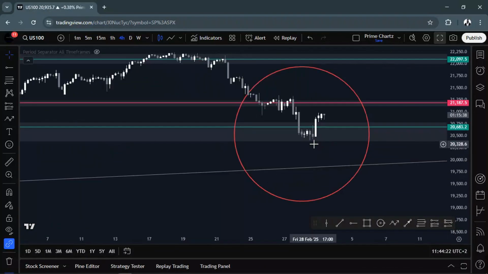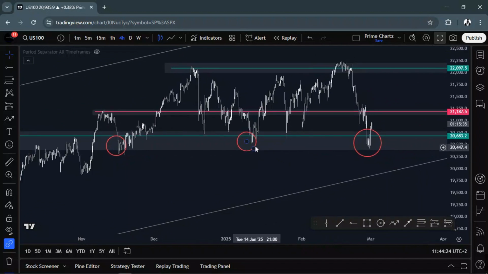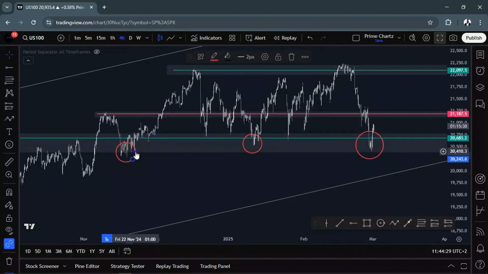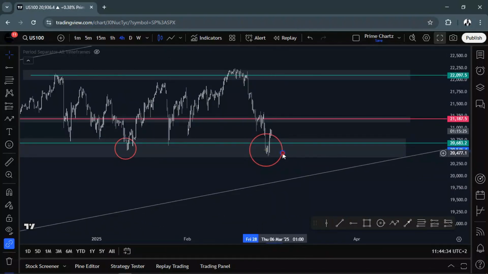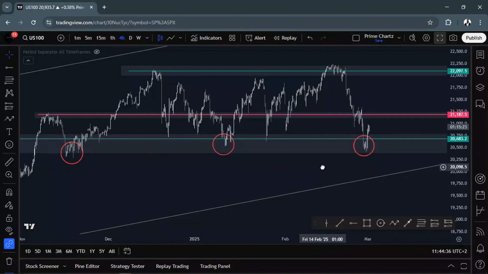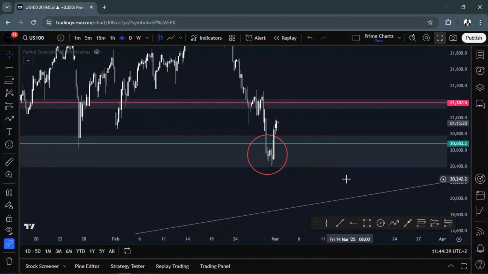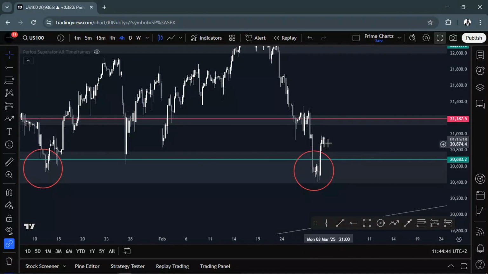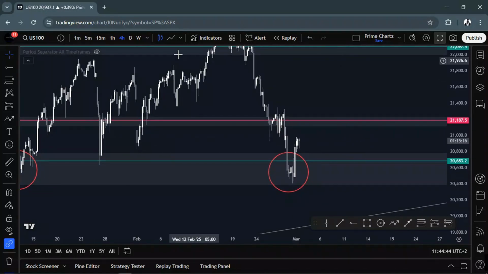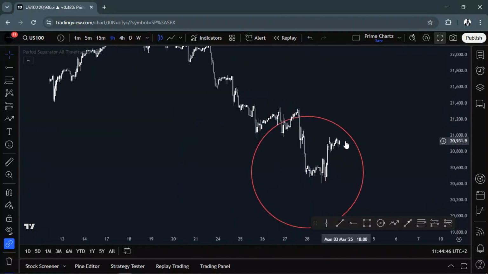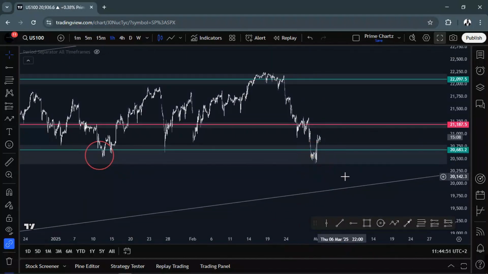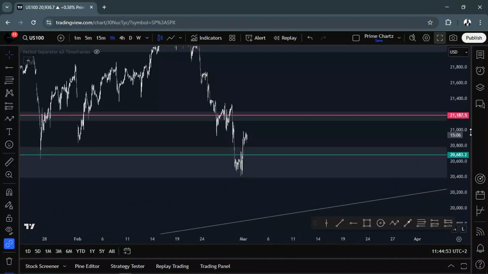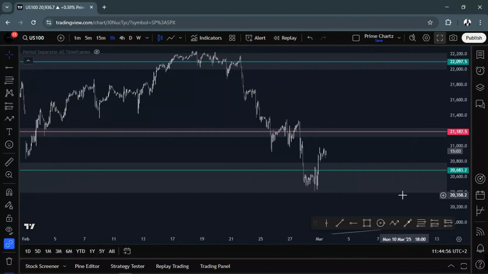Let's go on 4 hours. Okay, this is on 4 hour time frame, and this is what we have. So price is pushing nicely to the upside, right? Let's go on one hour time frame. Remove this. So price is currently here.